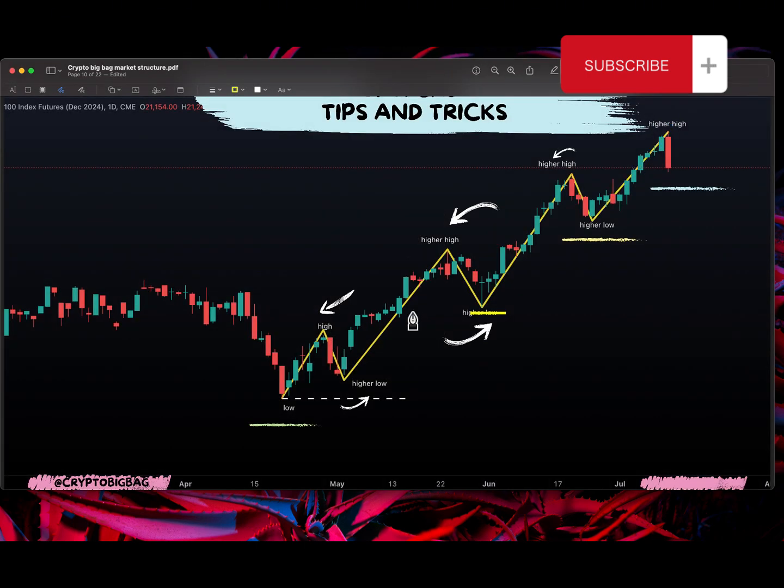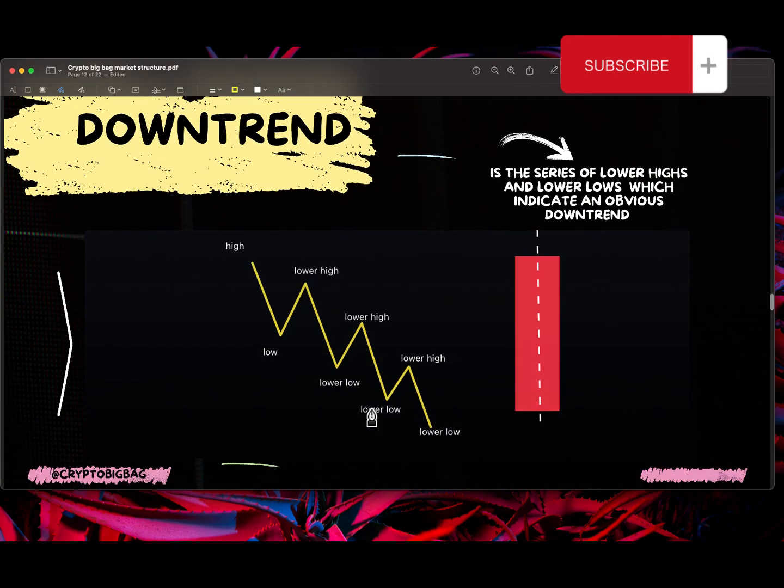That is where you want to take your profit at the potential higher high. So now let's go down and explain what downtrend is all about. A downtrend is a series of lower highs and lower lows, which indicate a downtrend. It's as simple as that.